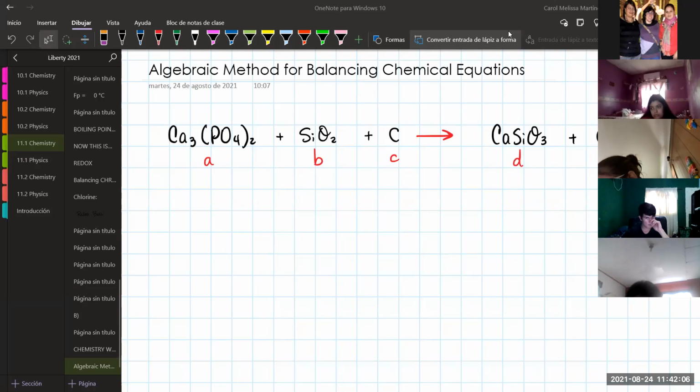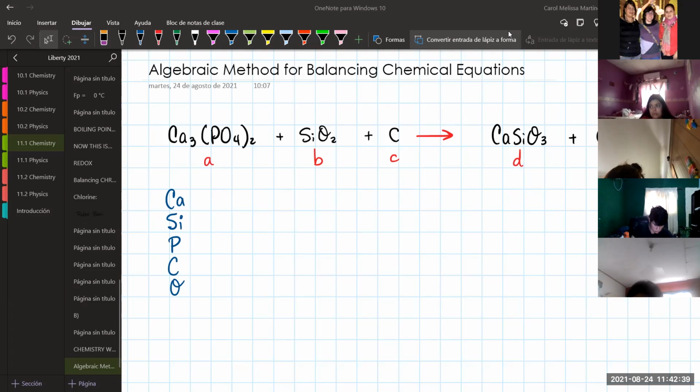So I'm going to assign a letter to each term, and then I will list the elements, just like we do when we are balancing chemical equations. The metals come first, then the non-metals, then hydrogen and oxygen. In this case, hydrogen is not part of the reaction, so I'm just going to include oxygen.